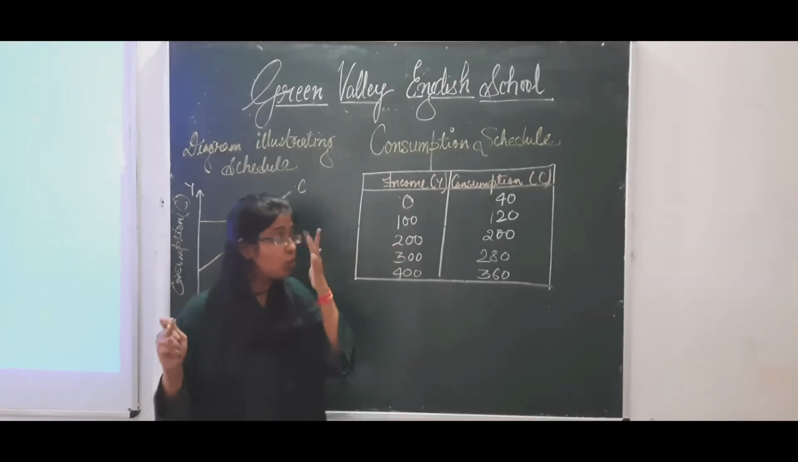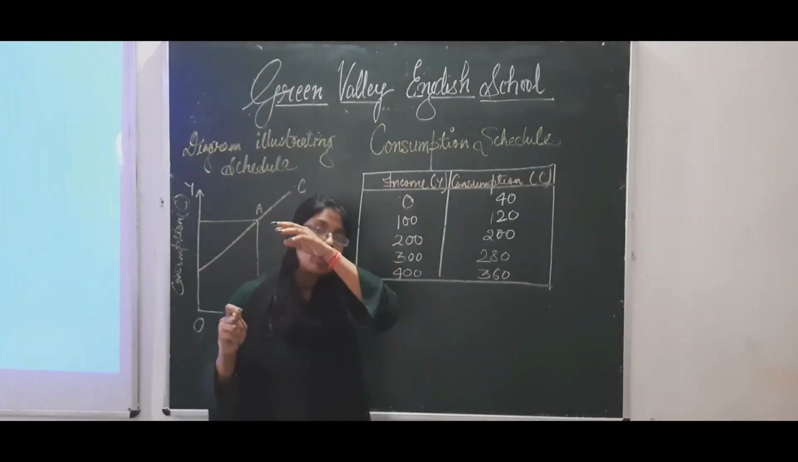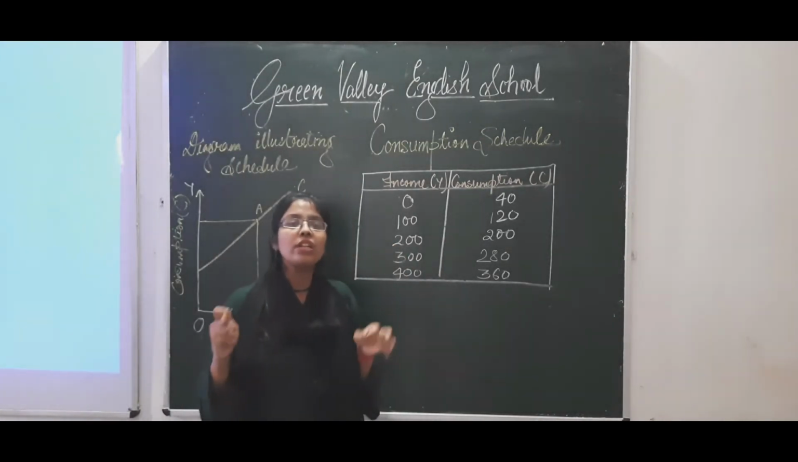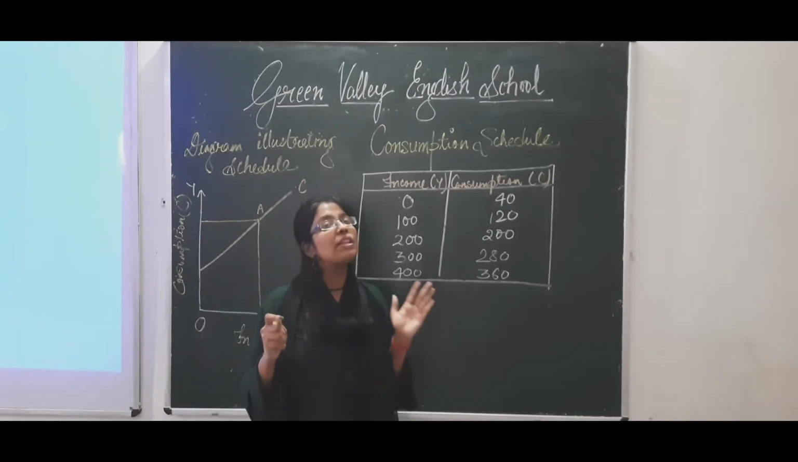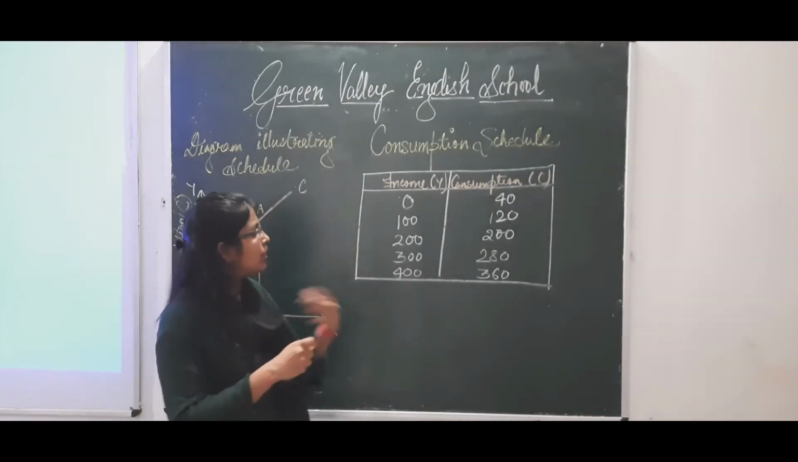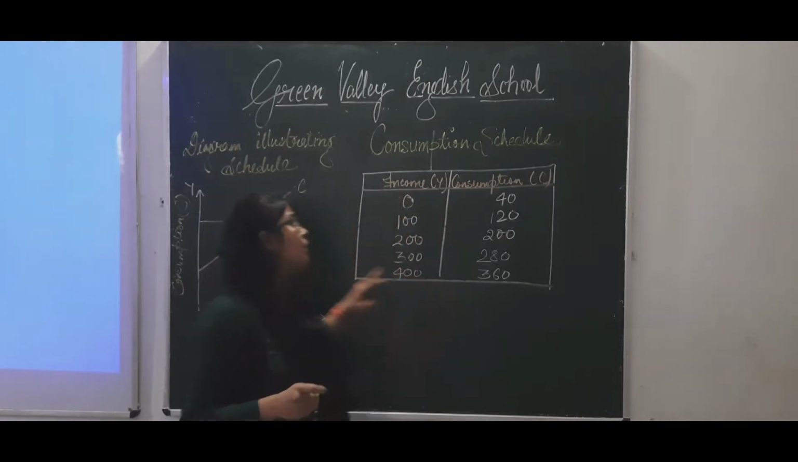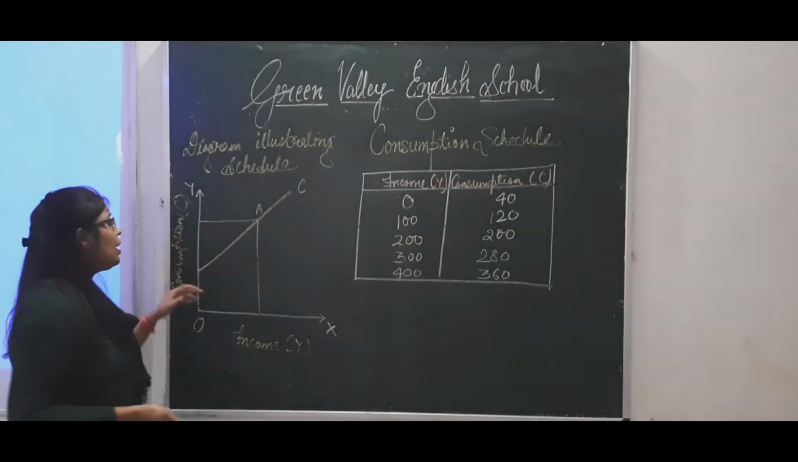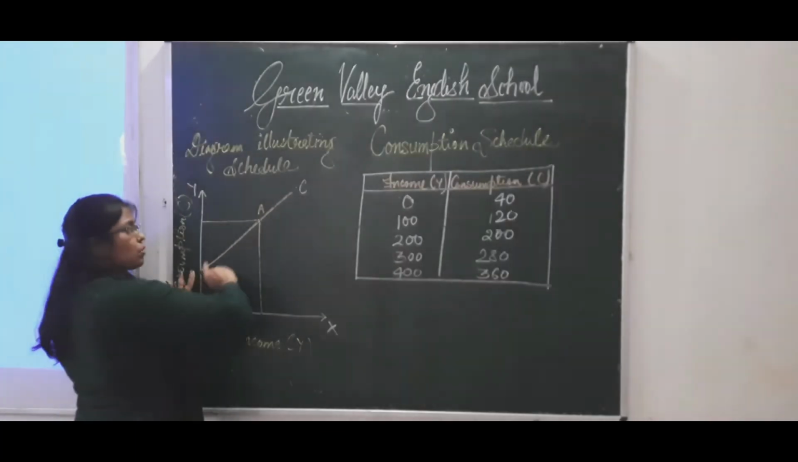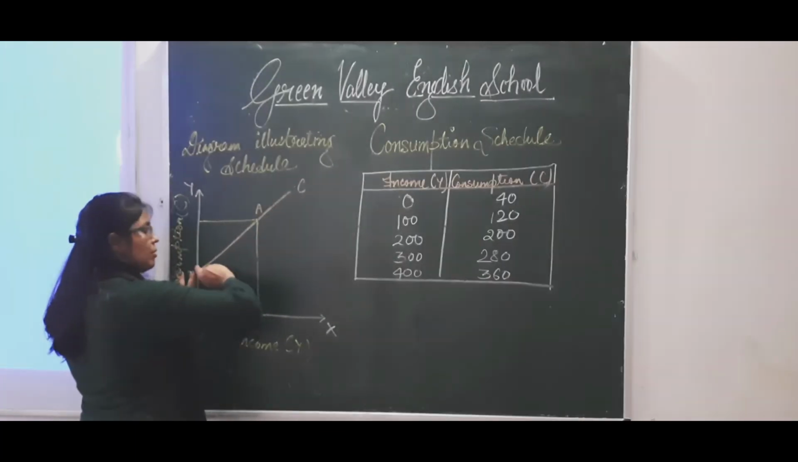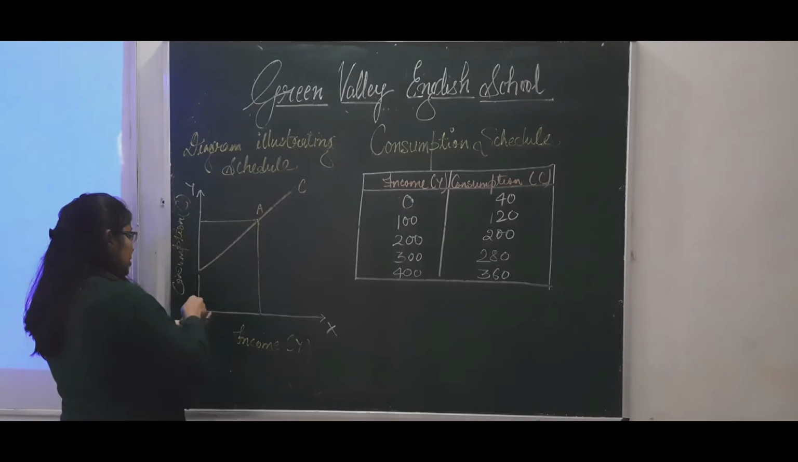Students, remember one thing more. There are two types of propensity to consume: APC, average propensity to consume, and MPC, marginal propensity to consume. That we will be studying later, but first of all just understand this. Now the same is being represented here. The consumption curve slopes upward, positive, because as income increases, consumption also increases.